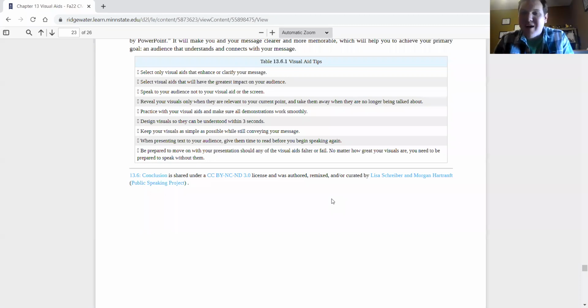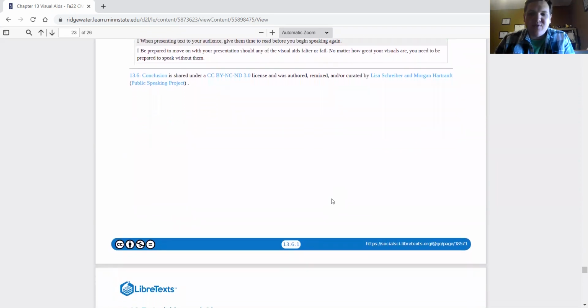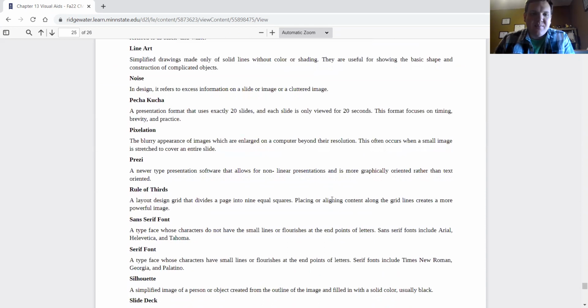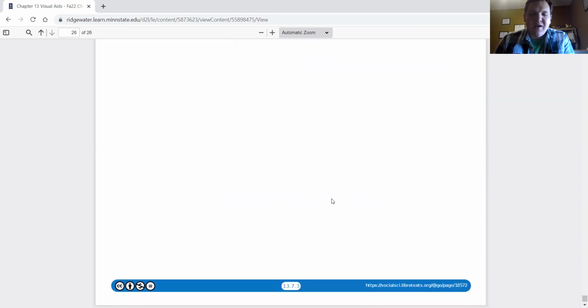Hopefully you're able to take something valuable away from this presentation. You can read through the chapter yourself to gather a little bit more information. There are always activities and glossaries at the end that provide helpful information as well.